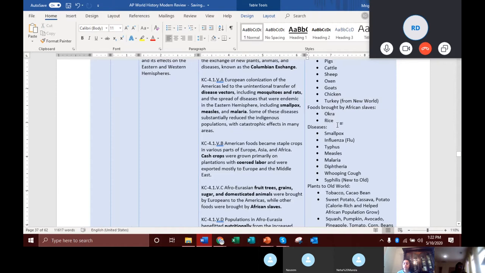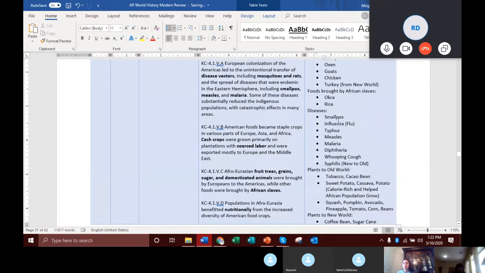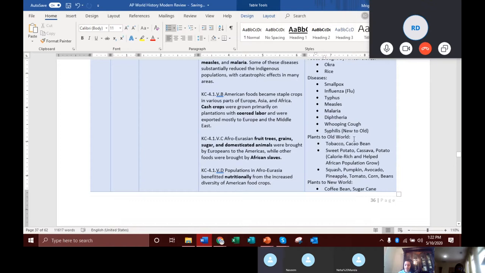That's important because we see that these are staples in the American South as well. And that's something, once again, we could use as contextualization if we wanted to. Diseases: we see smallpox, flu, typhus, measles, malaria, diphtheria, whooping cough, and syphilis. And then plants to the Old World from the New World. So we have tobacco, the cacao bean, sweet potato, cassava, and potato. These were calorie rich, and these are the nutritional benefits.